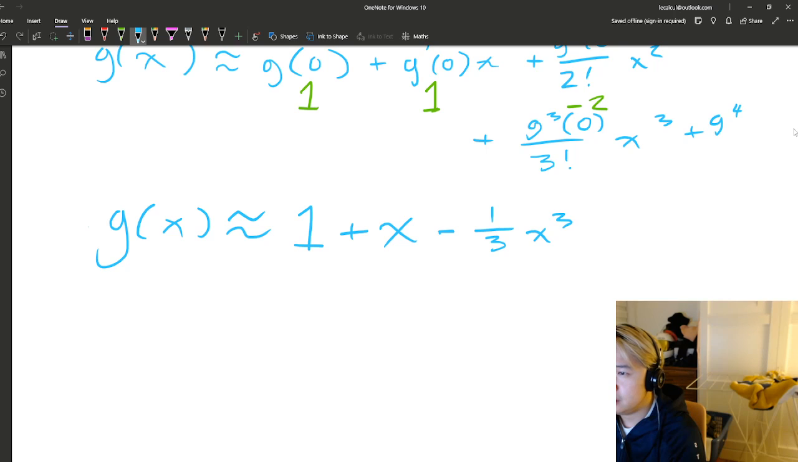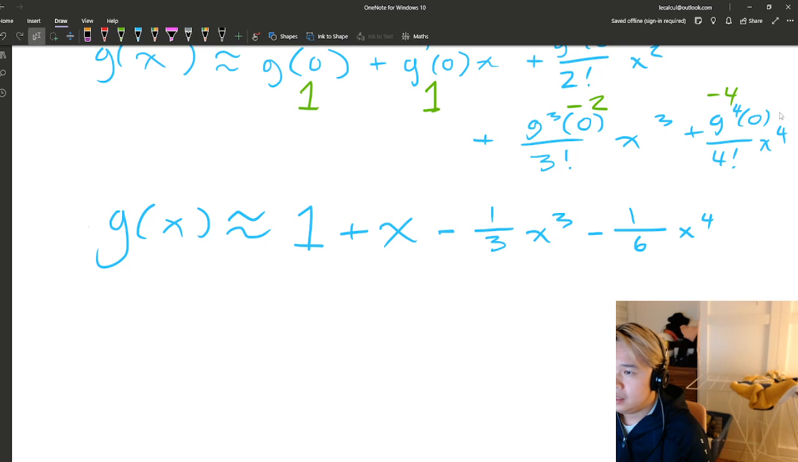So g4 of 0 over 4 factorial times x to the power 4. Okay, and then we just found out that this is negative 4. So we will have negative 1 over 6 x to the power 4. Because this 4 is going to cancel out with the 4 in the factorial, which leaves 3 times 2 times 1, which is 6. Okay, so I think this is it.